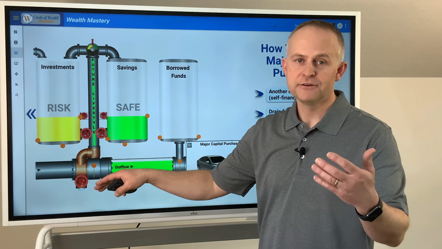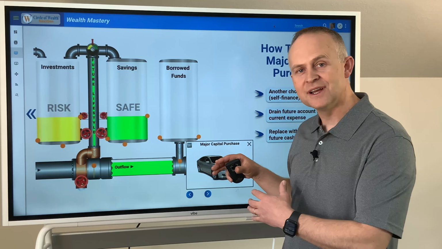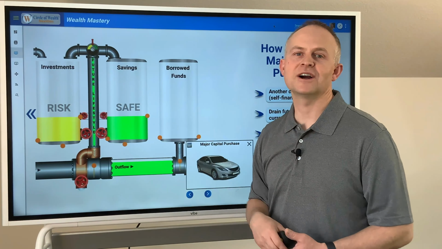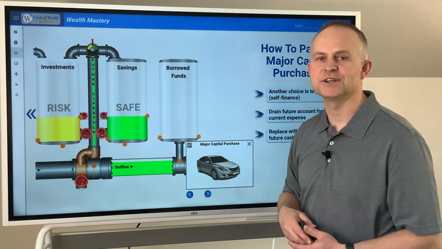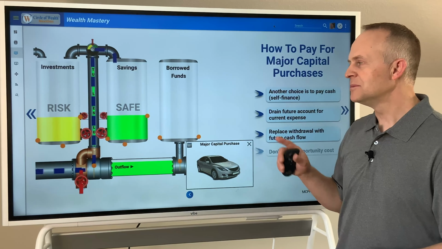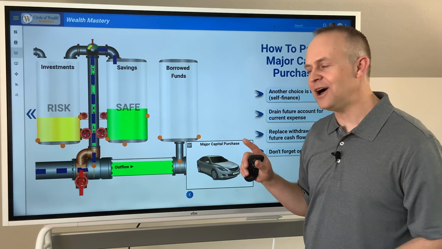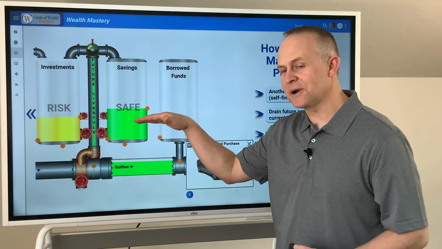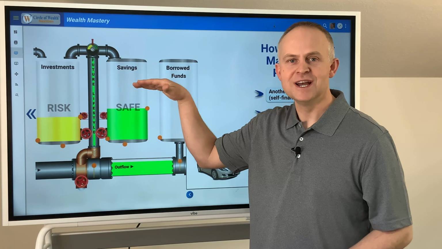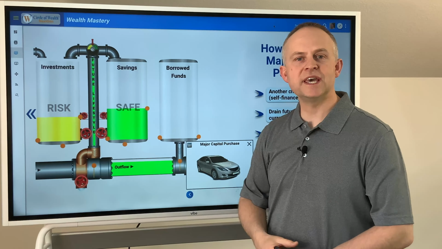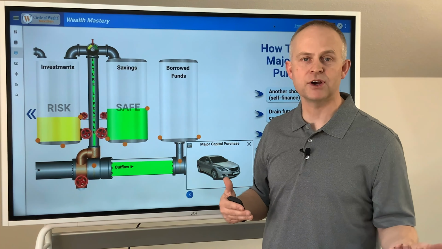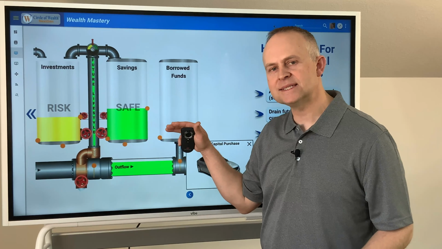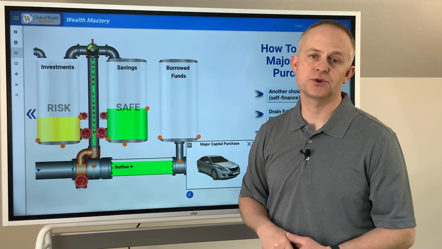So instead of using future cash flow to pay back the lender for the loan, now we're using future cash flow to refill our tank that we used to pay cash for that major capital purchase. But don't forget, you also need to pay back the interest that you would have earned. Because remember, this tank was designed for your future. So if you drain that tank and you give up all the interest that that tank could have earned, you don't want to just pay back the tank to where it was. You want to pay back the tank plus interest that you could have earned.